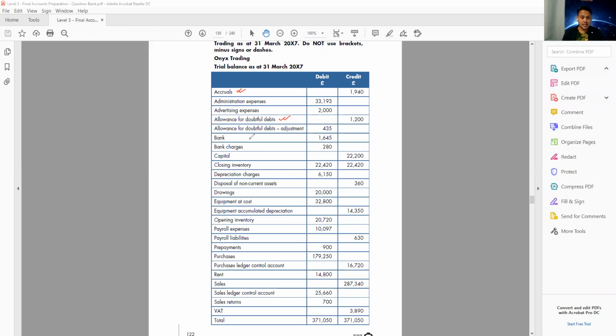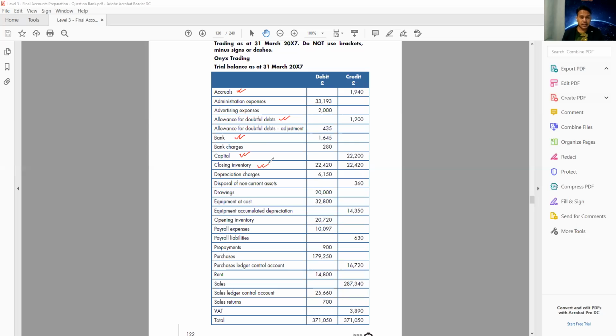Then we have bank. Bank is a current asset, and obviously bank will come on the statement of financial position. So this is asset. Bank charges, this is expense. We said no. Capital. Capital will be, obviously, the financed-by section, so this is also relevant. Closing inventory. This is also asset, so closing inventory is our asset, so it will come.